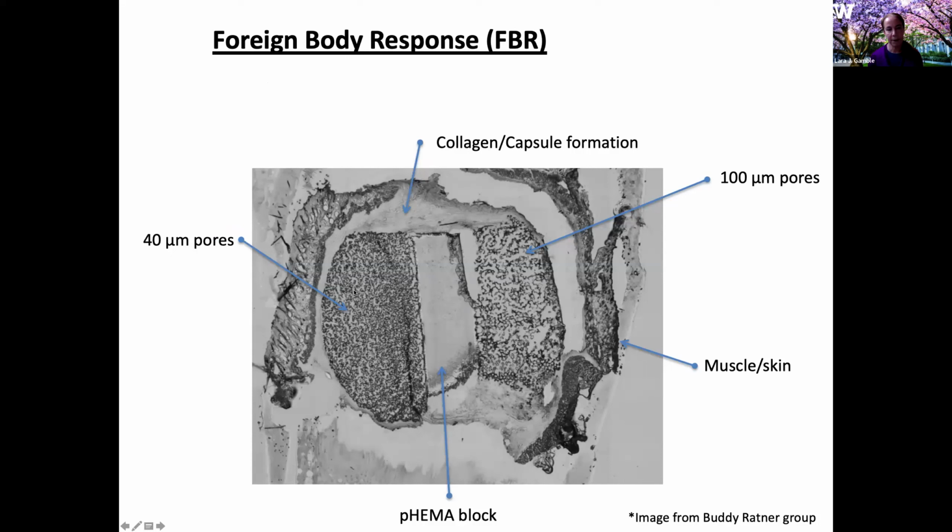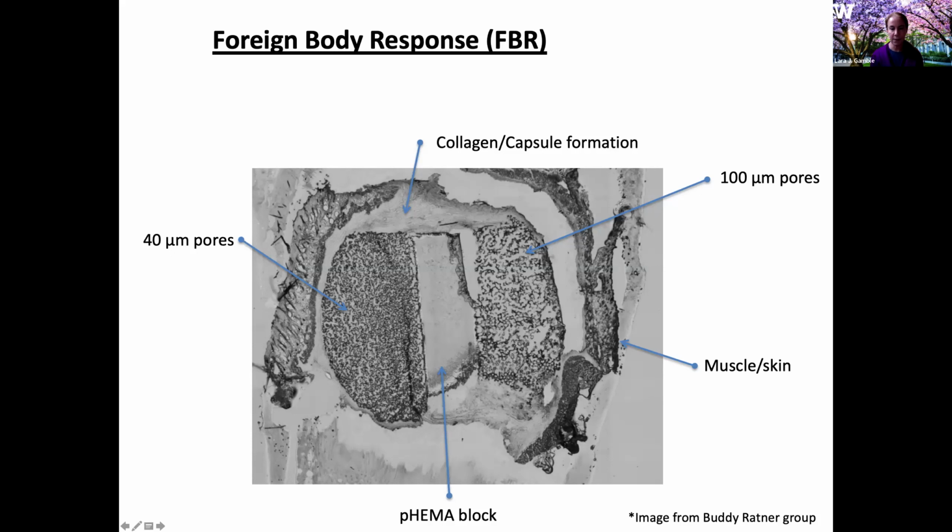This is just a nice picture from Buddy Ratner's group where they're demonstrating that their pores, in this case 40 micron size pores, have certain growth of cells in them and a certain encapsulation of the foreign body response that is different from the 100 micron size pores, which has a different type of foreign body response and a different type of collagen encapsulation. So sort of their proof that the pore size matters, not just the material itself. And this is just a solid block of the polyHEMA that was used to make these samples.